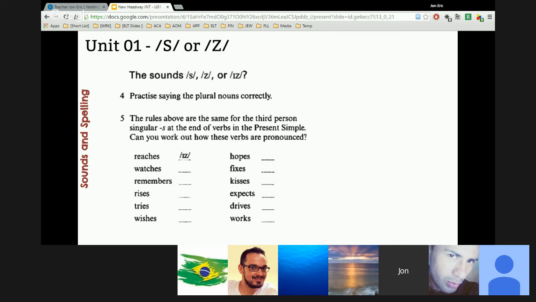Yeah, that's it. Mr. Edson, try the next two. The third and the fourth. Kisses, expects. Okay, it sounded good to me. Kisses. So you got the kiss is Rule A. That's right. And expect is Rule B. That's absolutely right. It's voiceless.